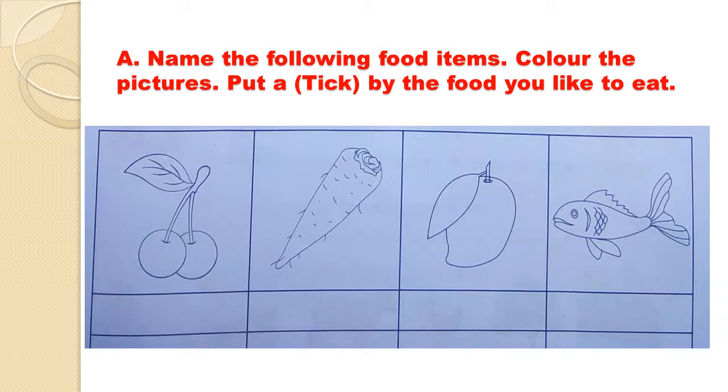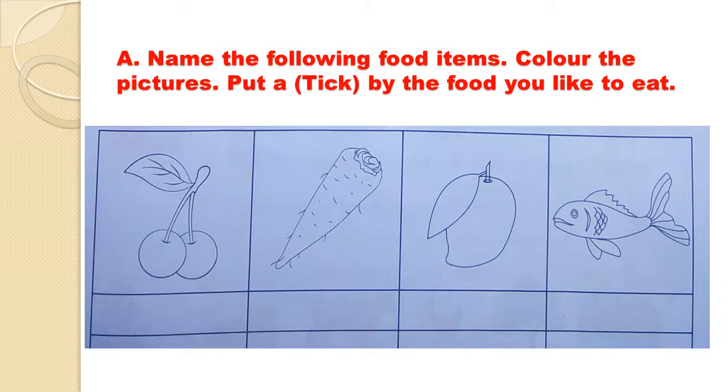Okay, first of all we have given, tell me what is this? Yes, peach. We have given fruit peach and its color is pale orange. Yes, the next one is, what is this?